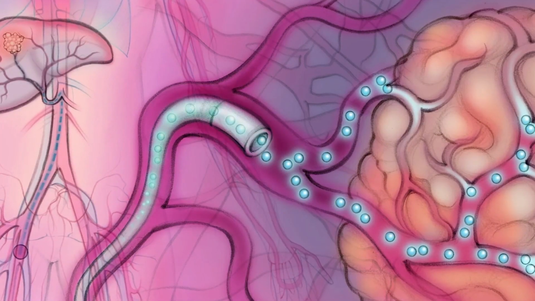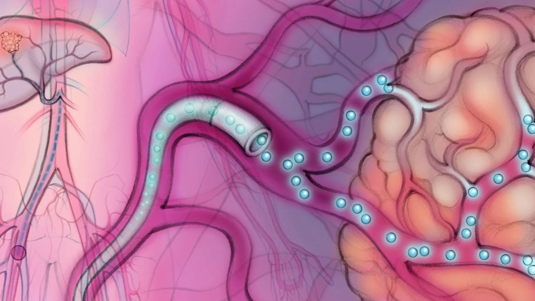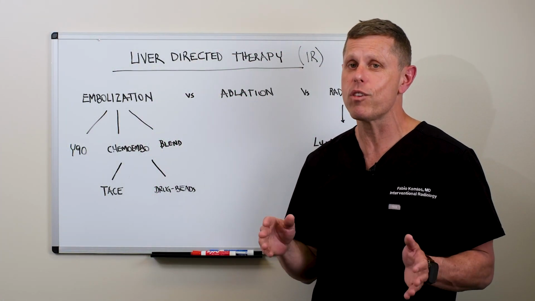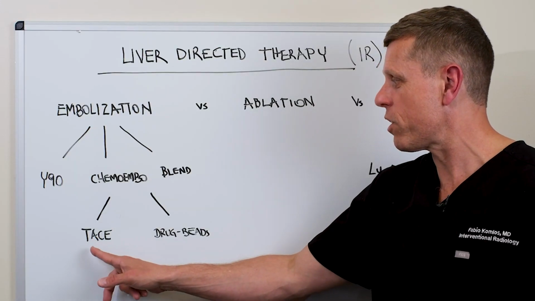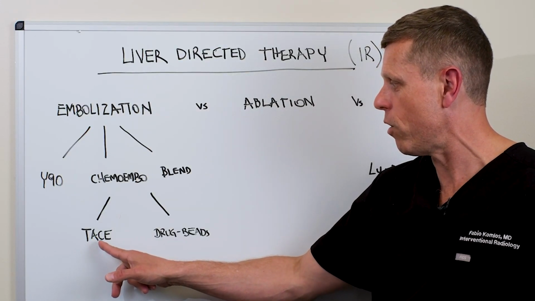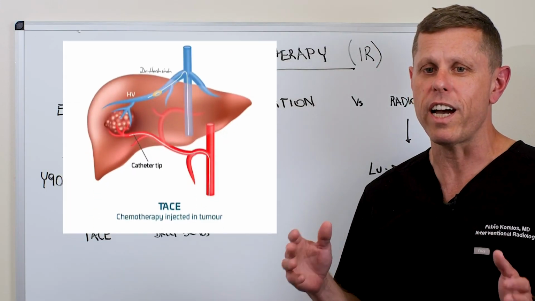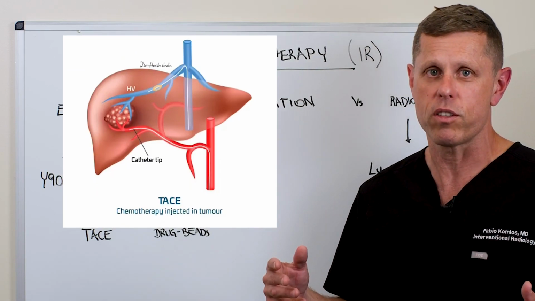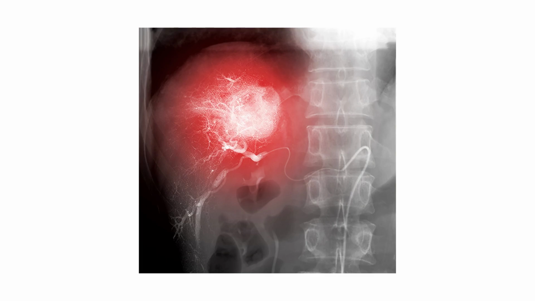Chemoembolization is when we inject some form of chemotherapy directly in these tumors. And that can be done two ways. The TACE, which is the traditional transarterial chemoembolization, we inject one or multiple drugs mixed with a substance called Ethiodol that can be seen under X-rays.